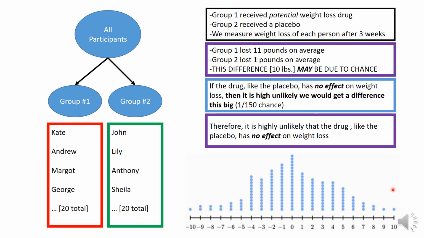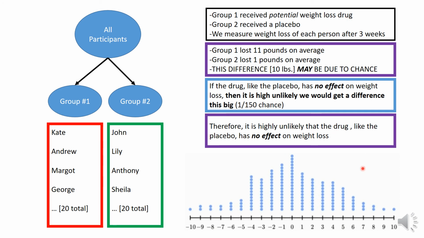All right, and this will tell us how big of a difference we can expect in those two groups to occur simply due to chance. Now a difference this big occurring simply due to chance is really rare. So we got a difference that big, but we wouldn't expect a difference that big if these two drugs were the same. Therefore, what's likely causing this big of a difference is that this potential weight loss drug actually does help you lose weight.